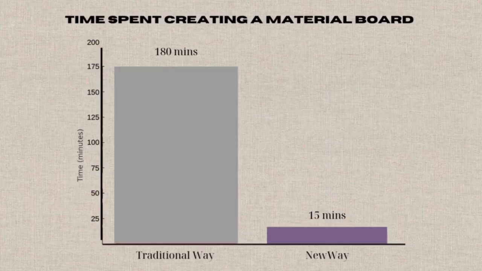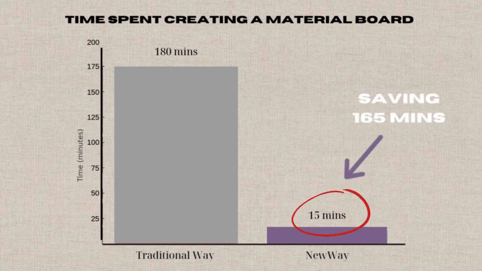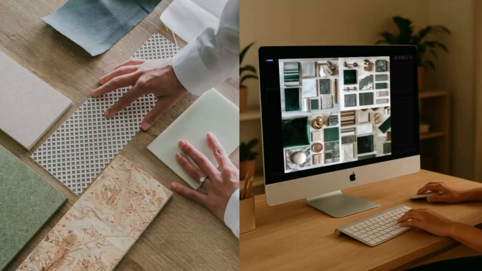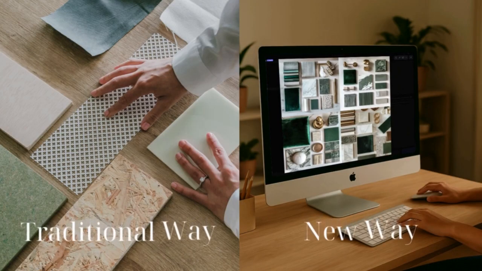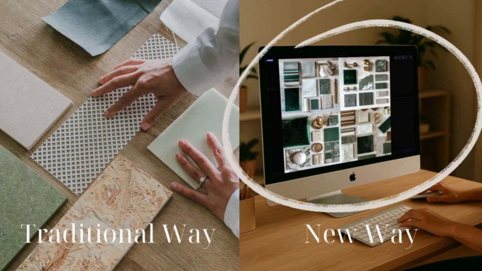Creating a traditional material board can easily take 2 to 3 hours, sometimes even longer. With Midjourney, you can generate a high-quality material board in under 15 minutes. That's a massive time saving, especially if you're juggling multiple projects or working to tight client deadlines. It's not just faster, it's also less wasteful, more efficient, and a great way to test ideas visually before you commit to sourcing real materials.